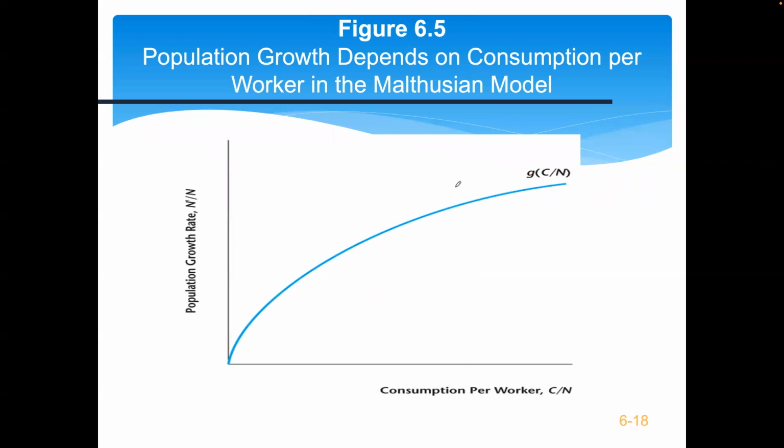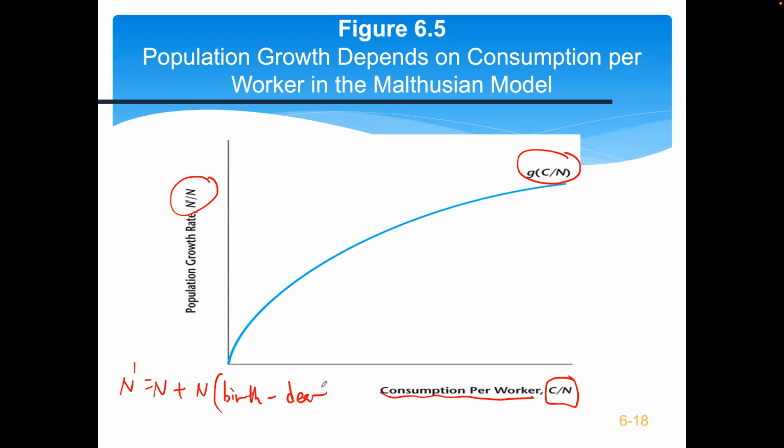So let's look at this graph. This explains how the population is going to evolve. On the horizontal axis is consumption per worker, C over N. The vertical axis is the population growth rate, N prime divided by N. Again, N prime equals N plus N times birth rate minus death rate. Okay, so this is how population is going to evolve. And on the vertical axis, this is just the population growth rate.